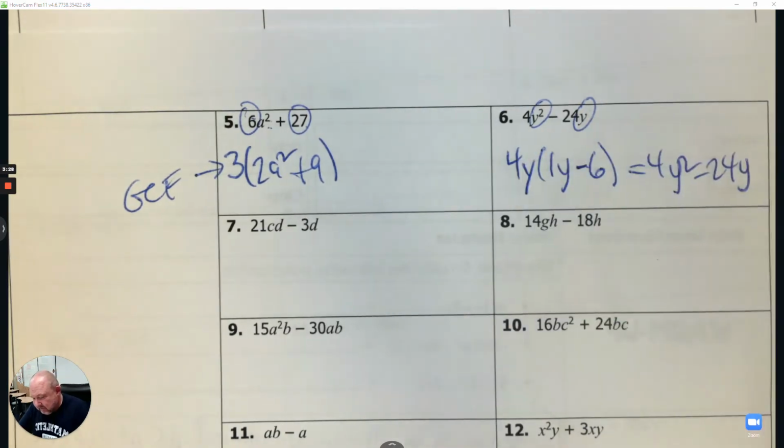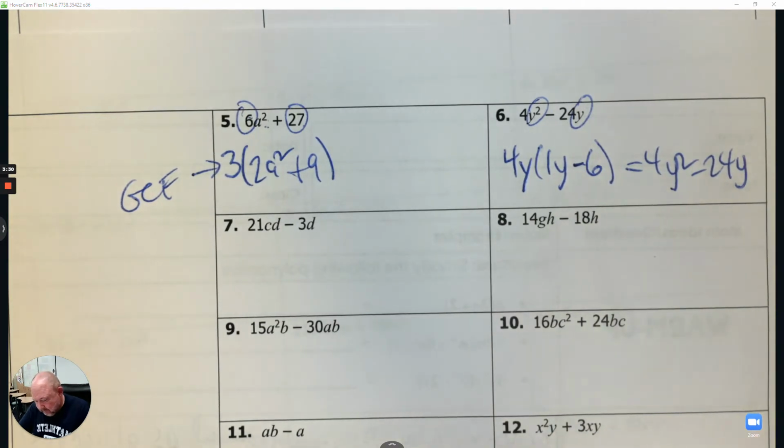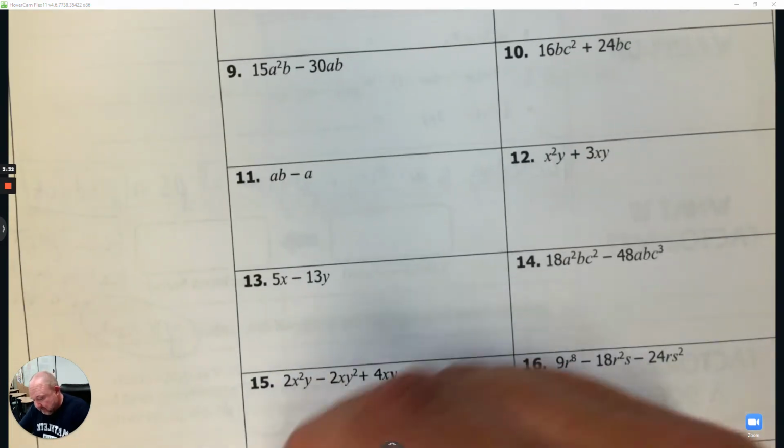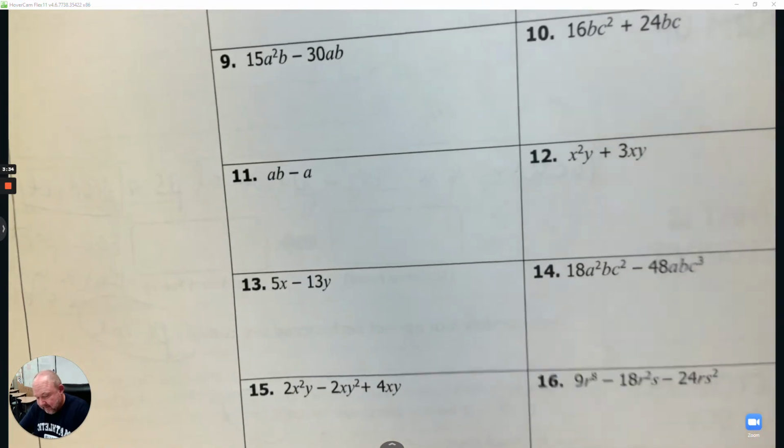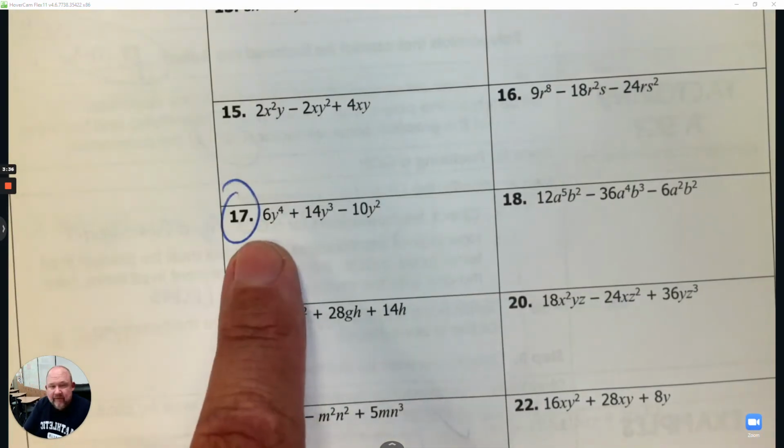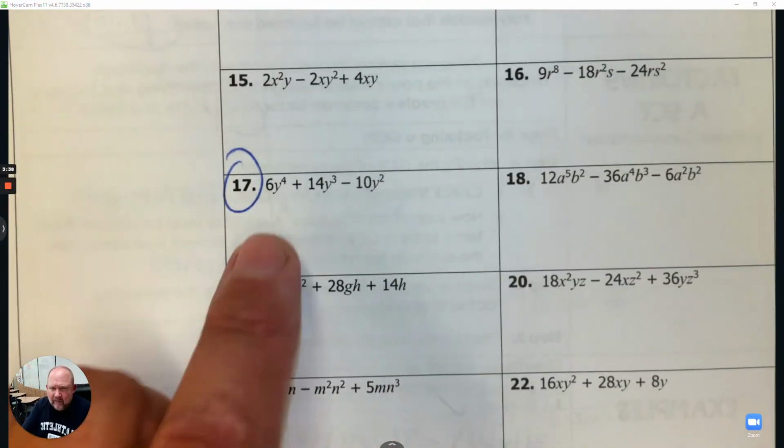All right, the rest is multivariable. What do we have? Oh, way down here we don't have a multivariable. Number 17. Let's look at that. So number 17, we only have a y. So let's look at that one.